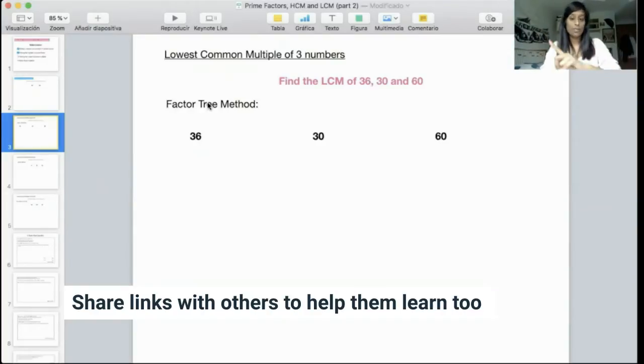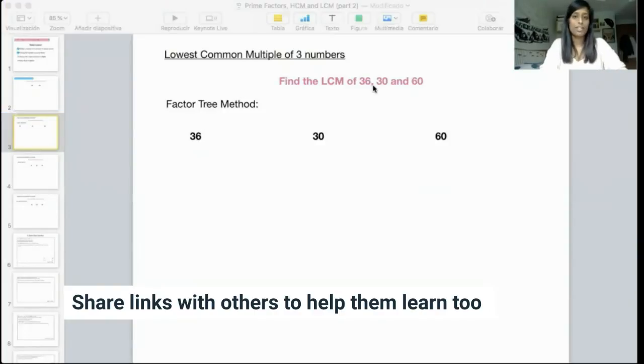So I will do the same three numbers with the division method, so you can compare and see why I prefer the division method, or decide that you prefer the factor tree. Whatever works for you, to be honest, okay?